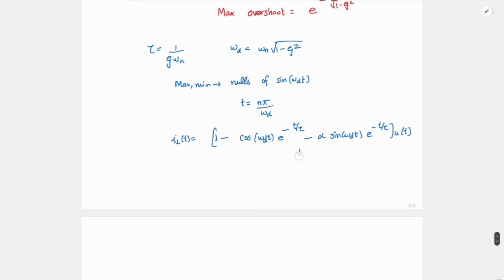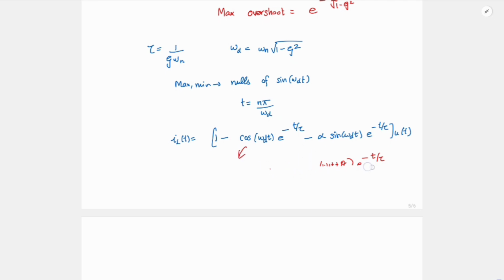Even this transient response, in many textbooks and websites, they will give as 1 minus some factor beta, and they will write it as sine of omega d t plus theta, and e power minus t by tau. This doesn't give you any intuition. This is easier to understand.